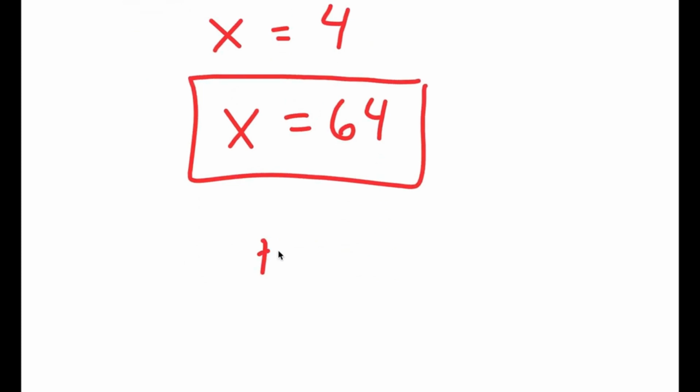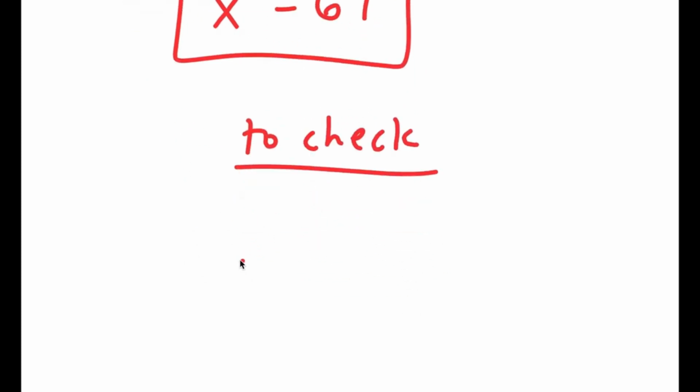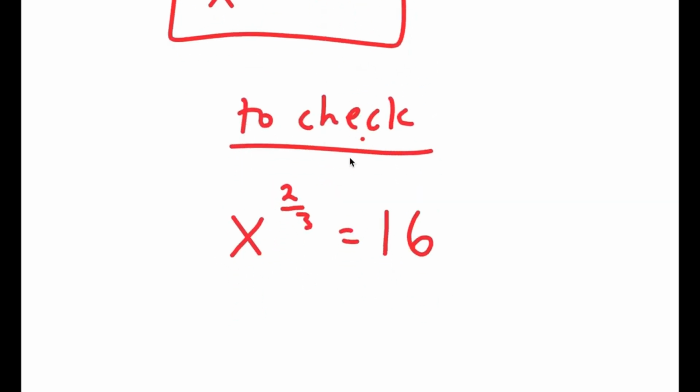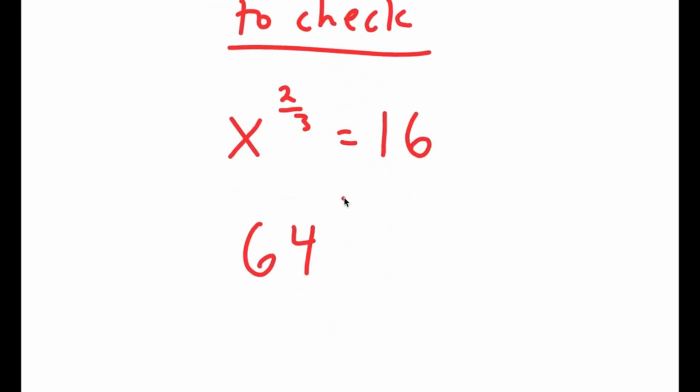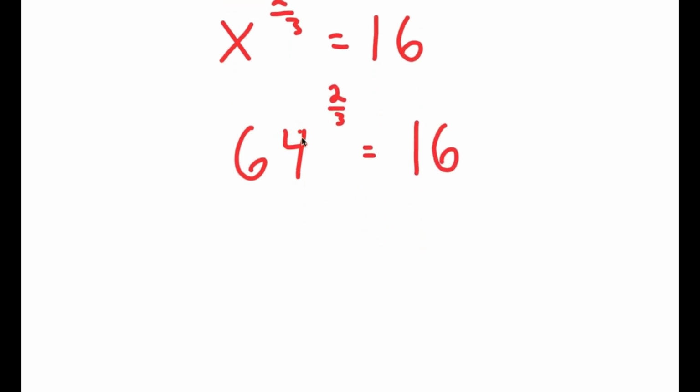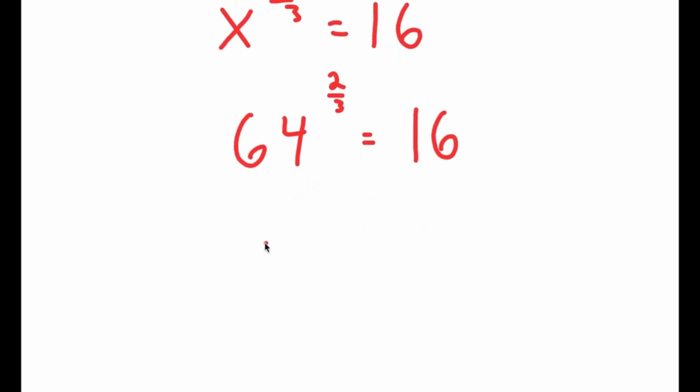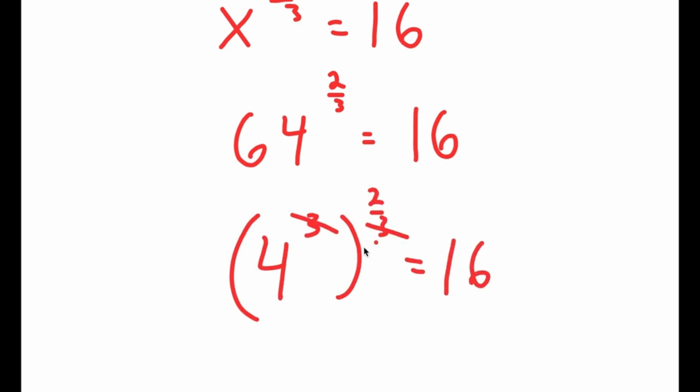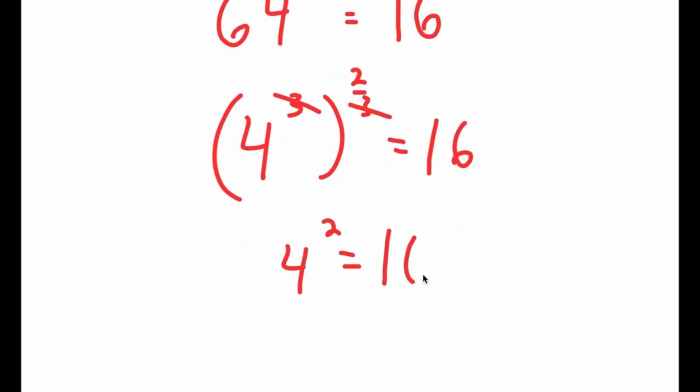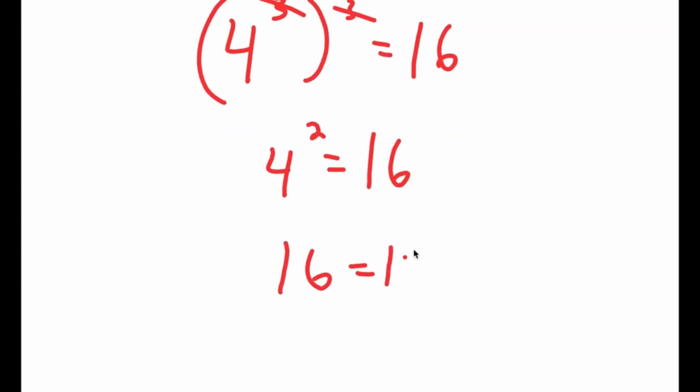Now, I'm going to check to see if this is right. So my original equation was x to the power of 2 over 3 is equal to 16, and x is 64. So I get 64 to the power of 2 over 3 is equal to 16. Now 64 is the same thing as 4 to the power of 3. So now I get 4 to the power of 3, to the power of 2 over 3, is equal to 16. Then these two cancel out, so I get 4 squared is equal to 16, and 4 squared is 16, so I get 16 is equal to 16.